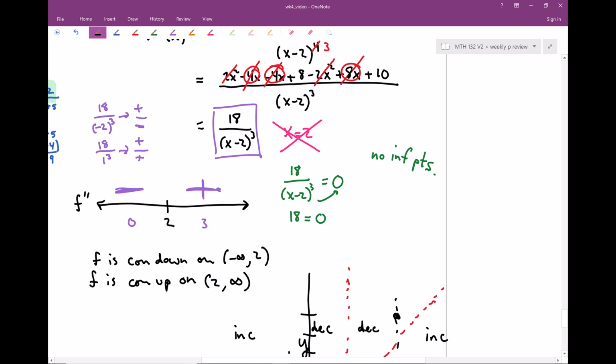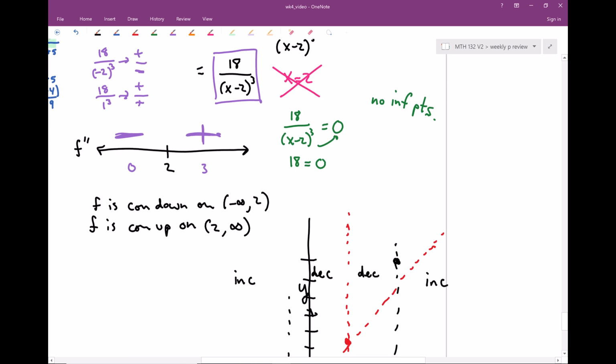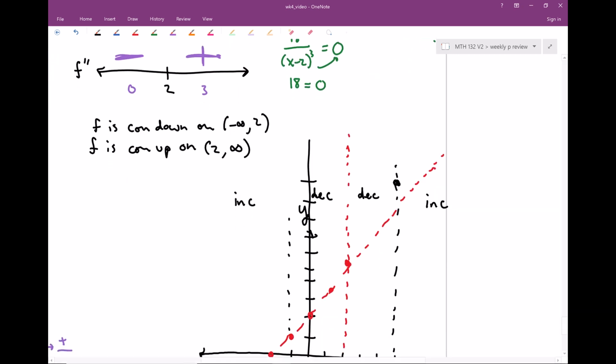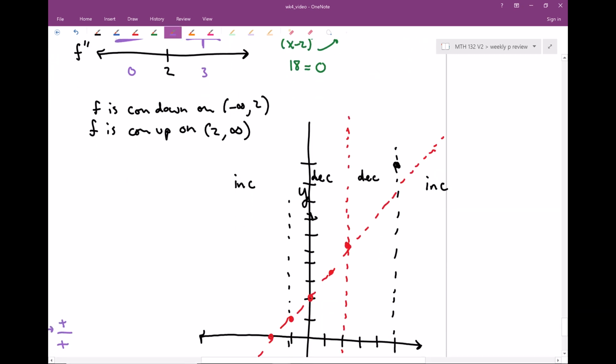All right, so now I've done all the parts for D. Let's go ahead and also map this information onto my graph. So on this first interval here, it was concave down, so I'm going to do an arrow down. And that continued all the way to 2. So this was decreasing here.